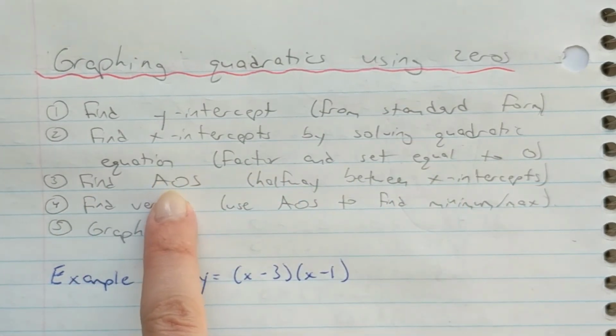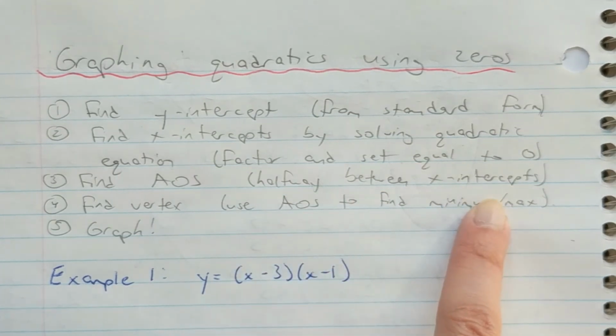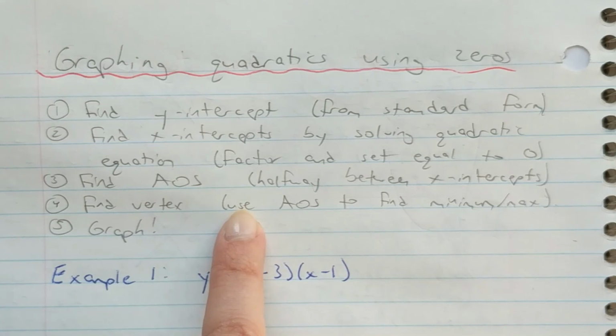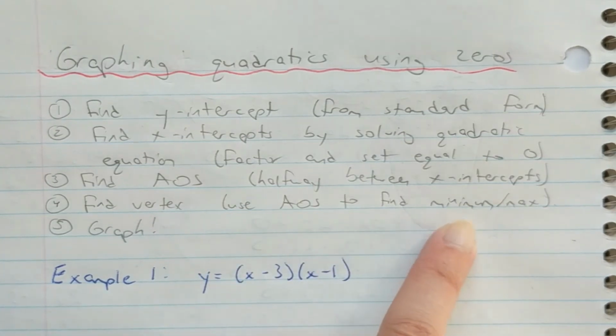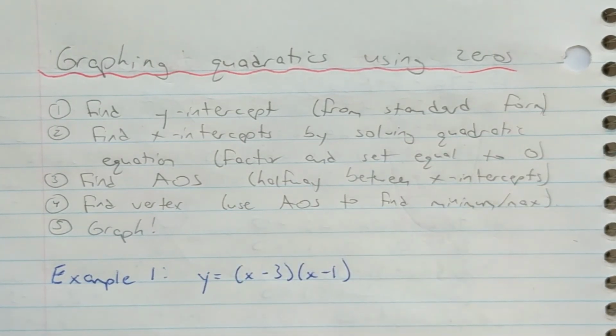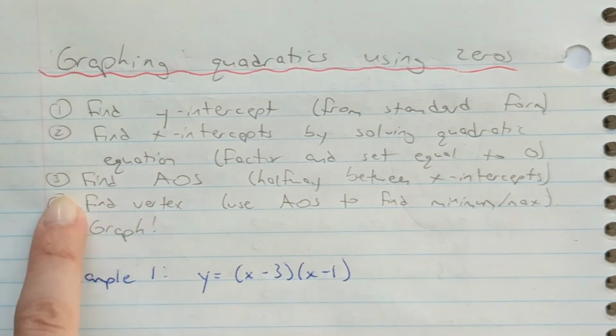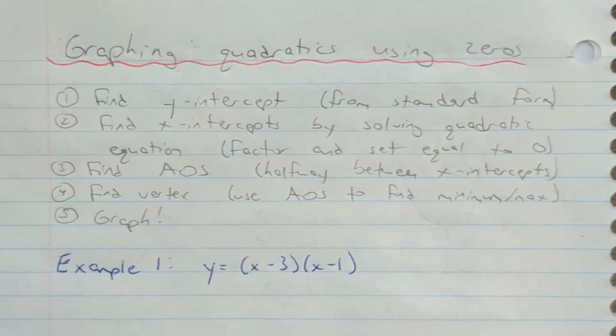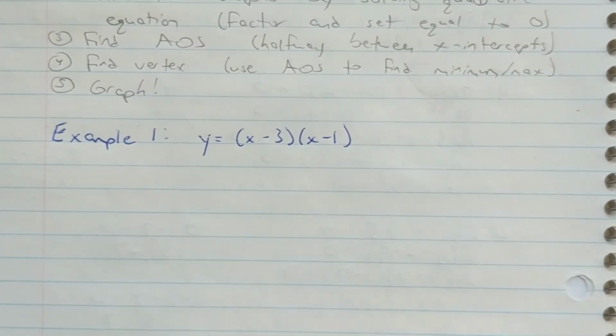We need to find the axis of symmetry, which is halfway between our x-intercepts. And we need to find our vertex. We're going to use our axis of symmetry to find our minimum or our maximum value. And once we have those pieces of information, we can go ahead and graph. So let's jump to it with our first example here.